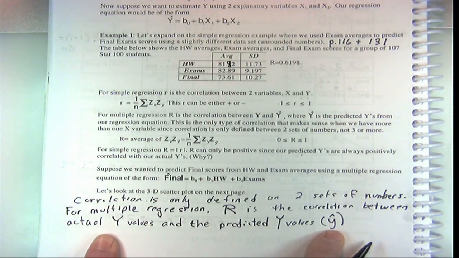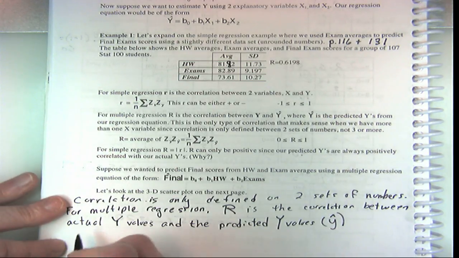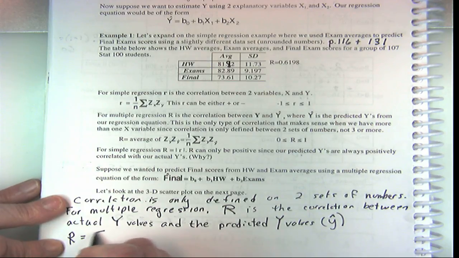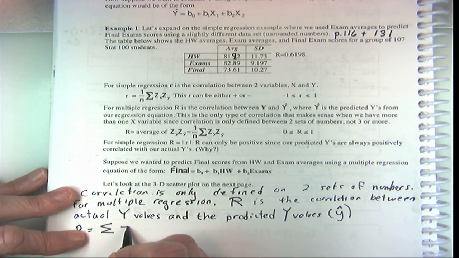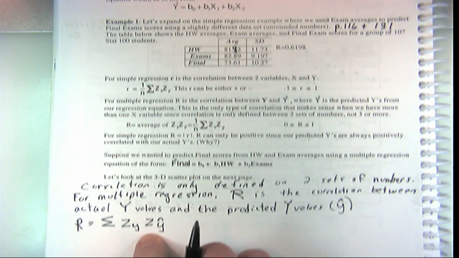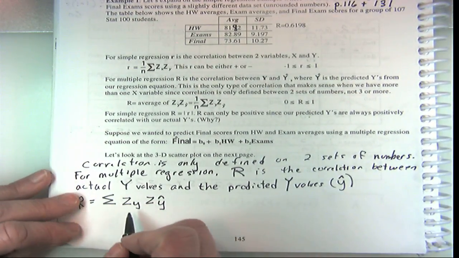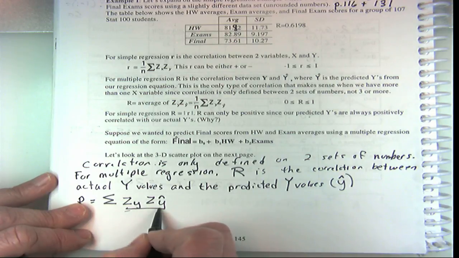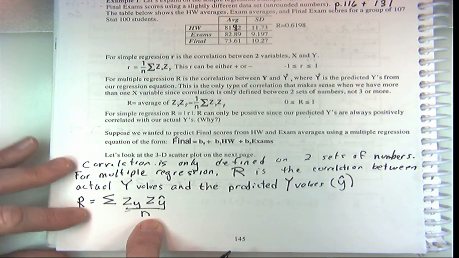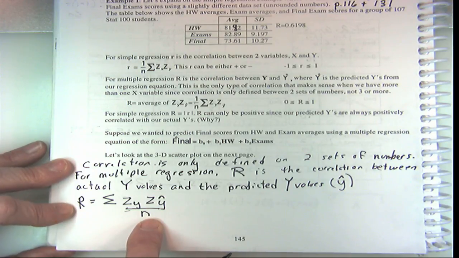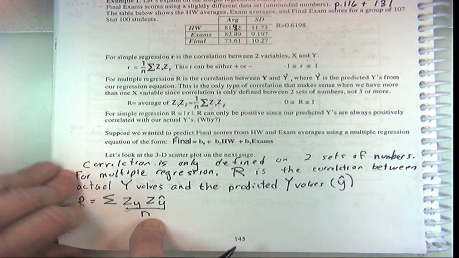So R is equal to the sum of, you change those both to z-scores. These are your actual y's, and these are your predicted y's. So it's still the product of the z-scores, the average. You sum those all up and divide by however many there are. But now, R can only be positive.